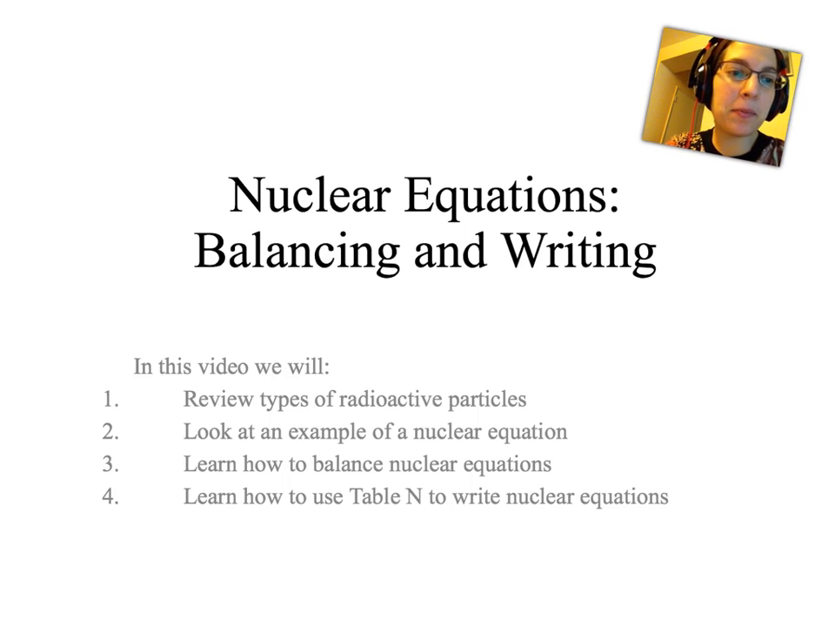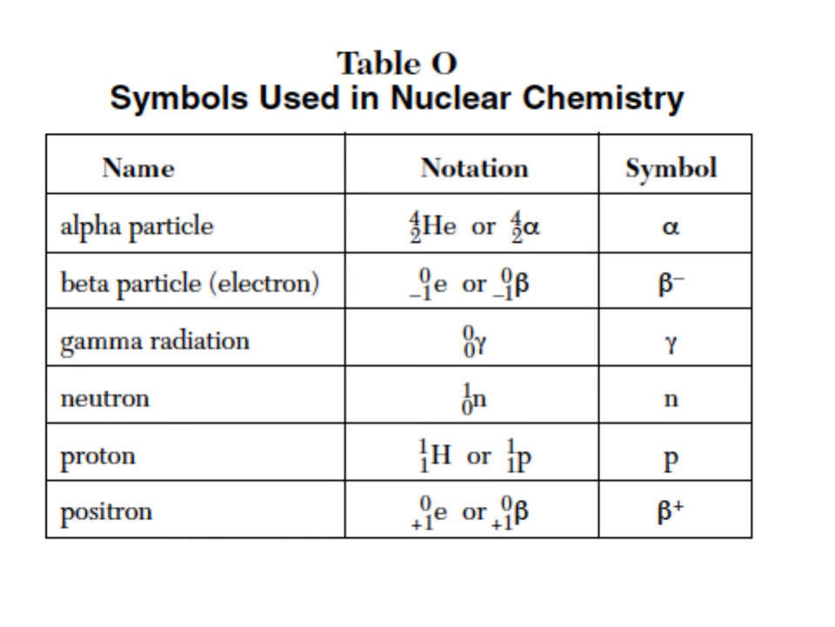So let's begin. Let's quickly review what we know from Table O. In this table, we have a list of the radioactive particles. We have alpha particles, beta particles, neutrons, protons, and positrons. And we have the symbols for these radioactive particles in the right-handmost column. So we're going to be referring back to this table as we write nuclear reactions. So keep in mind that you have this tool in your toolbox to use when you need it.